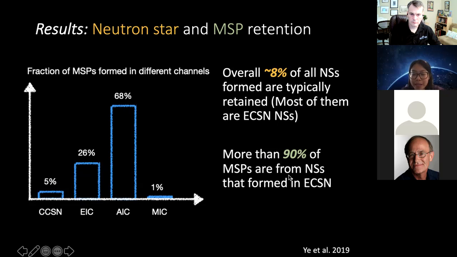And more than 90% of the millisecond pulsars in the simulations have a neutron star progenitor that formed in electron capture supernova. And among the millisecond pulsars, accretion-induced collapse contributes the most, at 68%. This is not surprising since it requires a binary for accretion-induced collapse to happen, as I mentioned, while binaries are also required to produce millisecond pulsars because you need mass transfer to spin the neutron stars up.